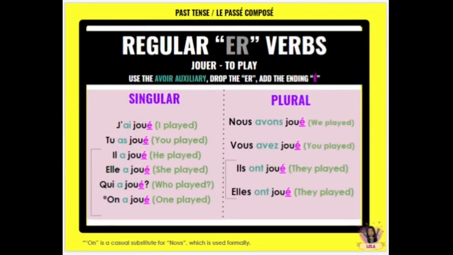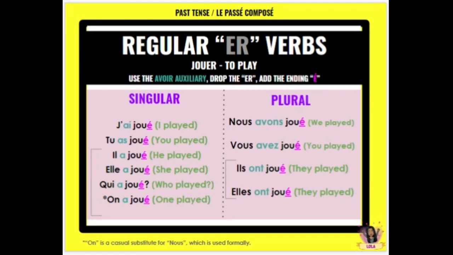So as promised, here's the verb jouer, to play. And we've conjugated it. So it's j'ai joué, tu as joué, il a joué, elle a joué, qui a joué, on a joué. Nous avons joué. Vous avez joué. Ils ont joué. Elles ont joué.